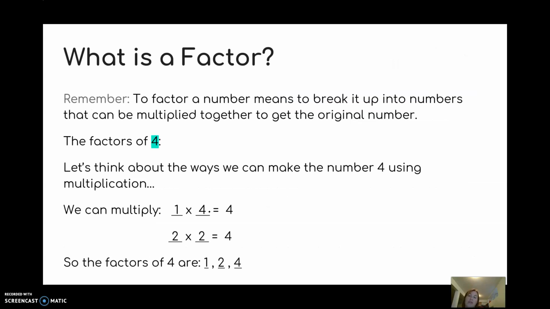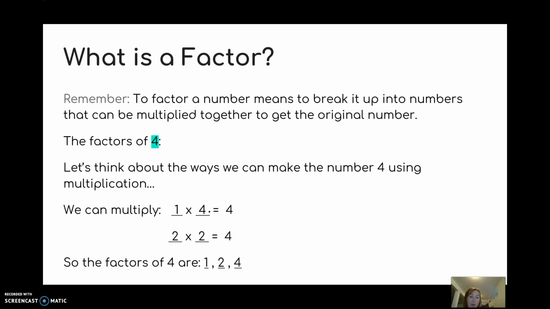So let's talk a little bit more about what a factor is. So remember, to factor a number means to break it up into numbers that can be multiplied together to get the original number. So let's talk about the factors of 4. 4 is going to be our original number. Let's think about the ways that we can make the number 4 using multiplication. So I'm going to think about, how can I make the number 4? What two numbers can I multiply together to get 4?